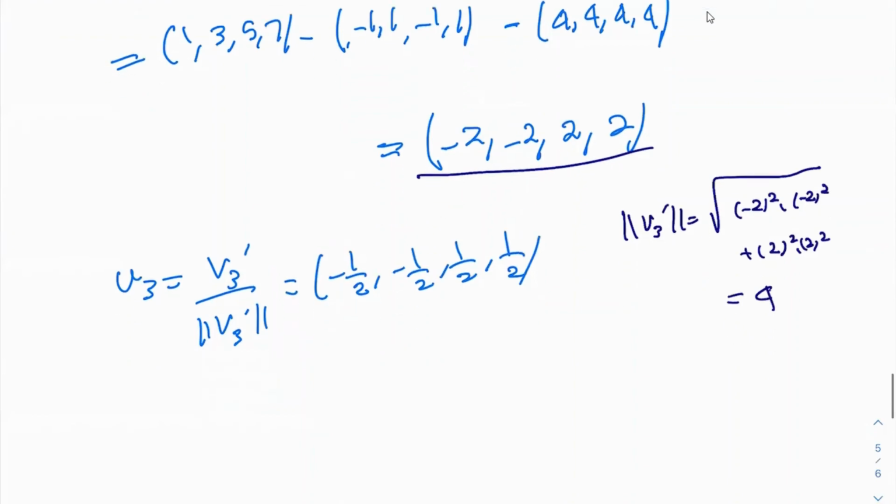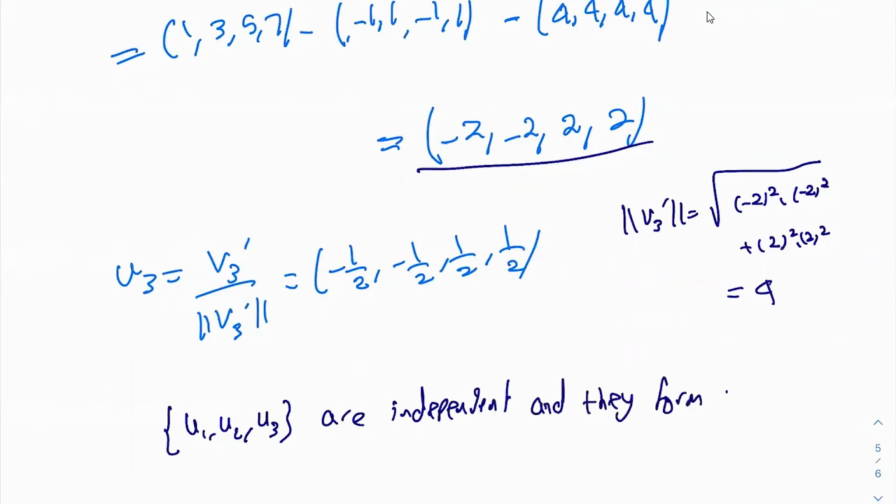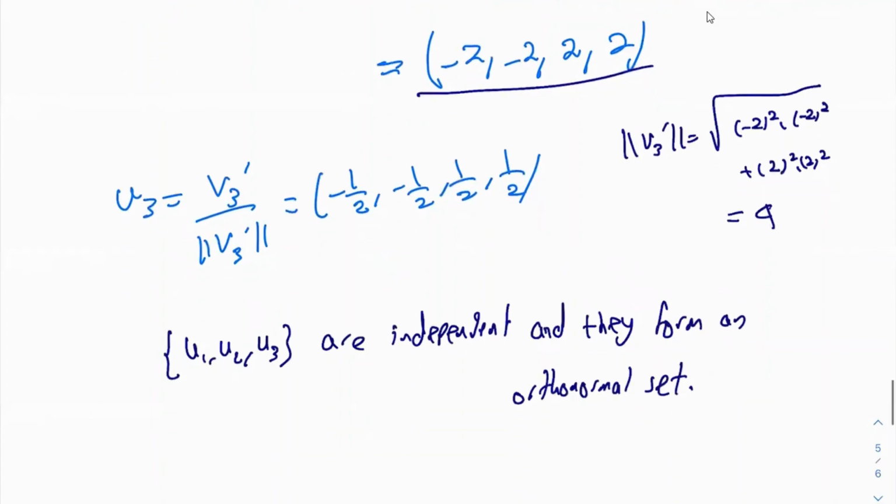And if you check, you realize that U1, U2, U3 are independent, and they form an orthonormal set. They are orthogonal to each other, and they each have a unit norm. Okay, so that's it for the Gram-Schmidt algorithm.